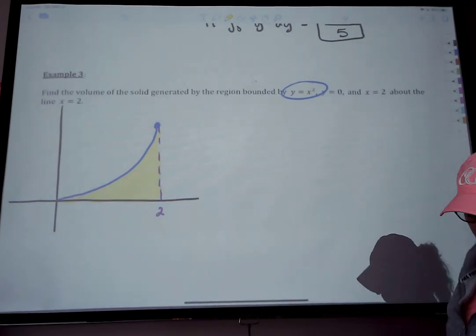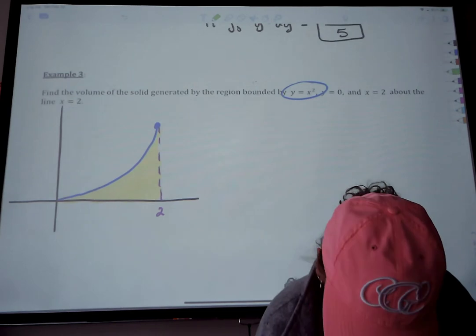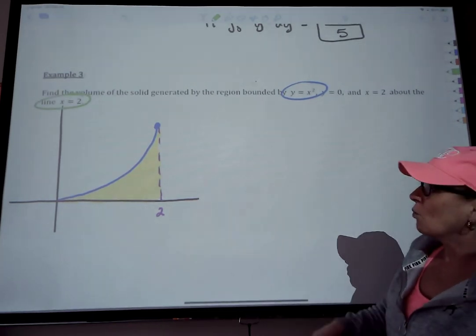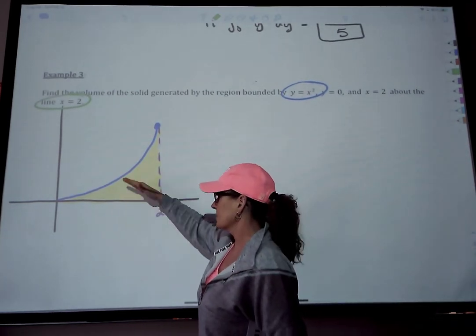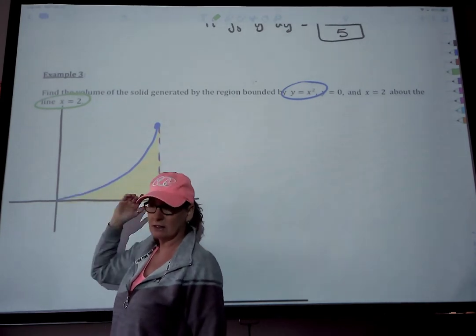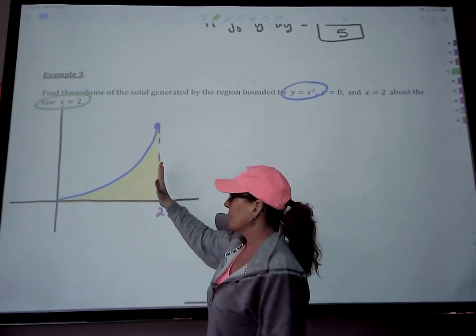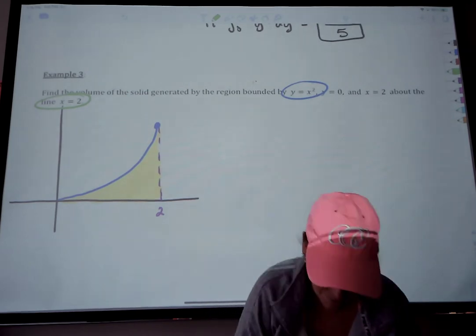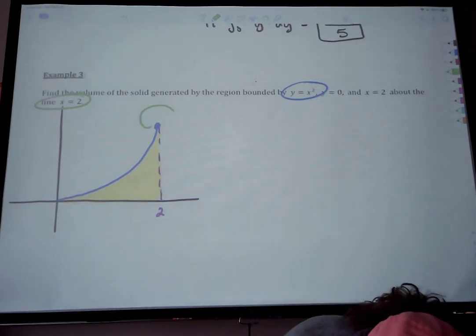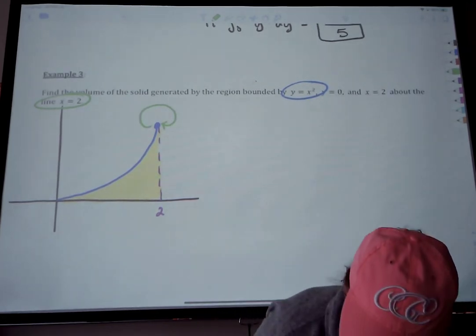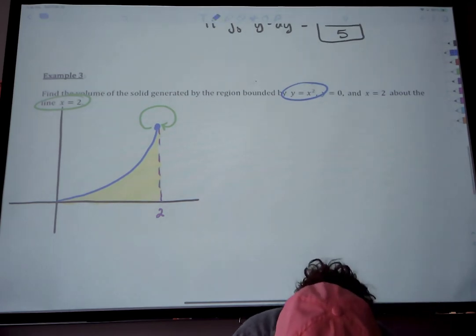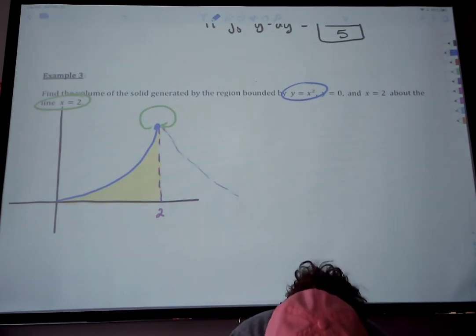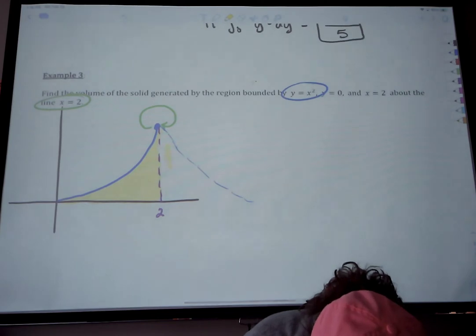Only this time, ooh, tricky. We're not revolving it around the x-axis. We're not even revolving it around the y-axis. We're revolving it around the vertical line x equals 2. So we're going like this. So here's what it's going to look like on the other side. Sort of.